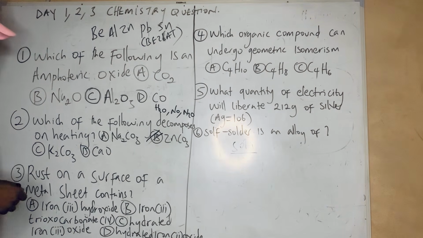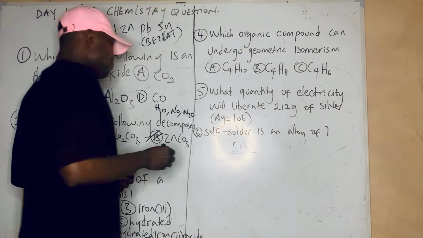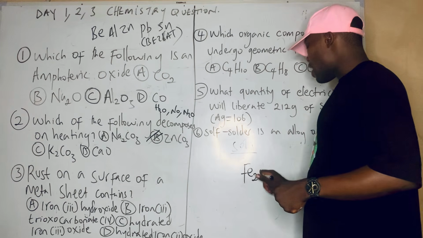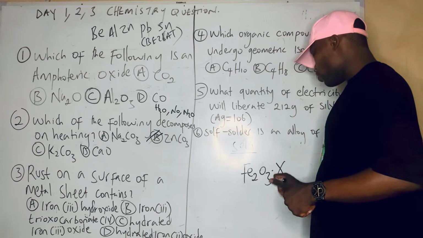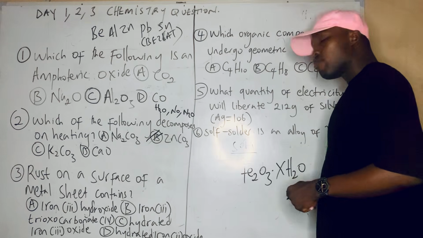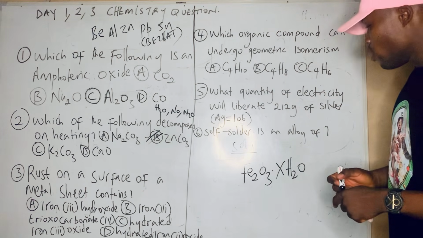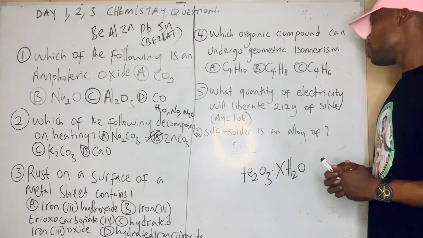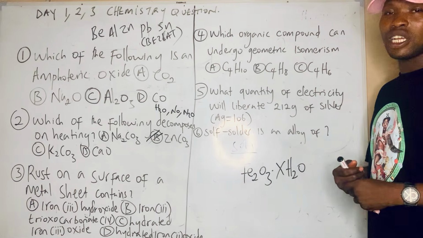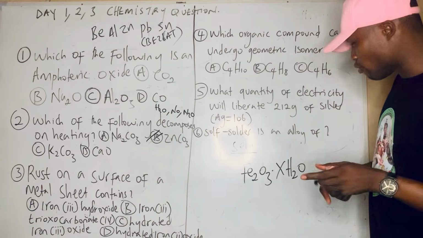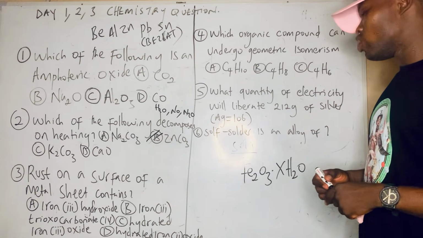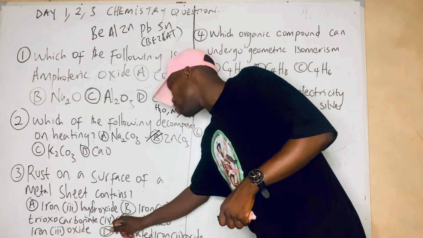Now, they have this question again: rust on a metal surface contains. Please, I've said that rust is brown hydrated iron(III) oxide. So rusting is the corrosion of iron. Rusting or corrosion occurs in the presence of oxygen and water vapor. A metal does not corrode, or iron does not rust, without oxygen and water vapor. There must be oxygen and water vapor. So brown hydrated iron(III) oxide is rust. Do you get? So that would be option C.